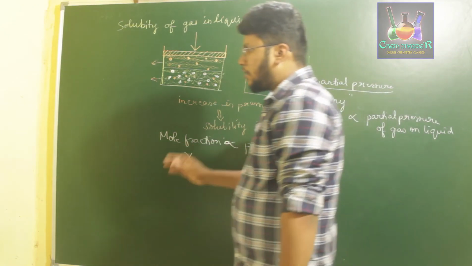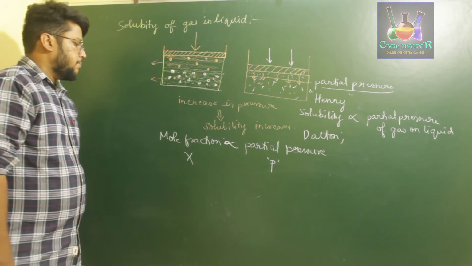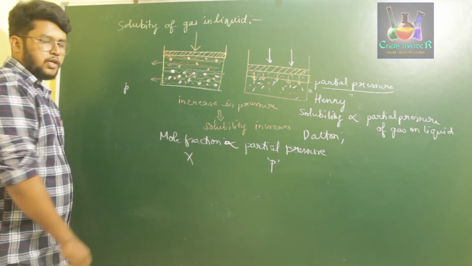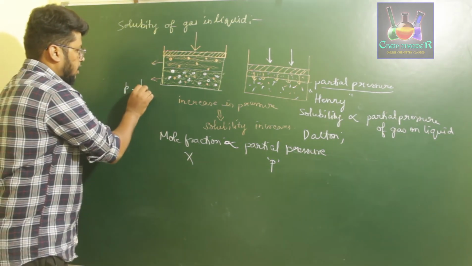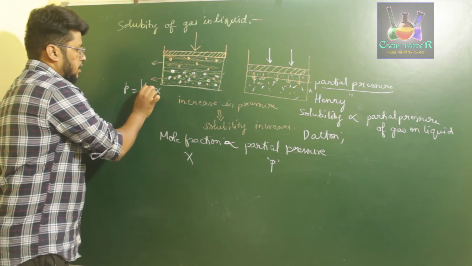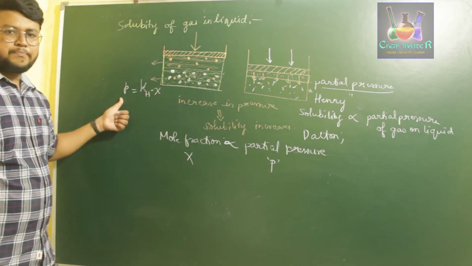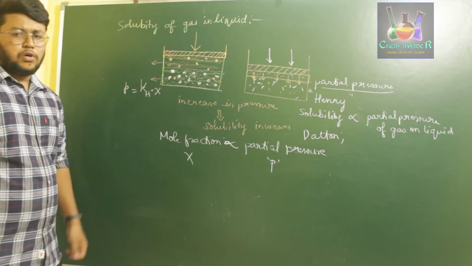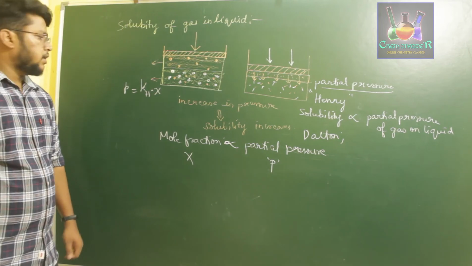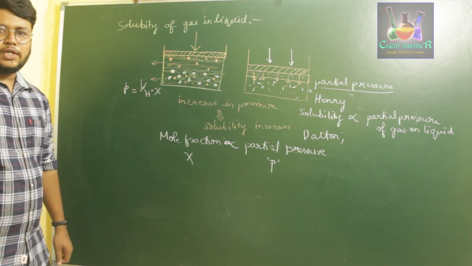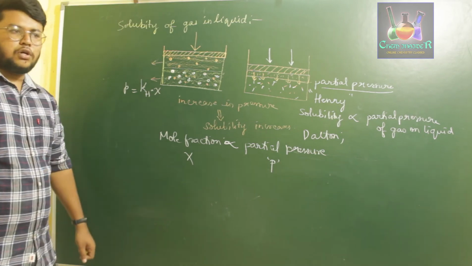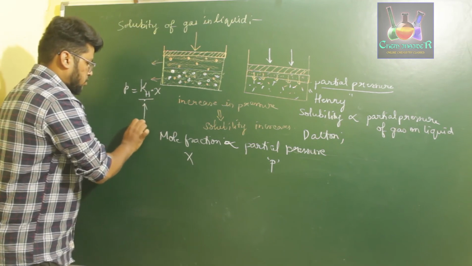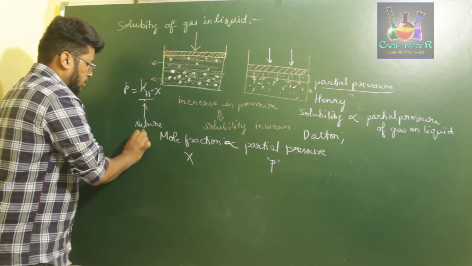So we combined those two for our favor and made it as partial pressure. P, the partial pressure of a gas on liquid, is equal to kH into X, where partial pressure is denoted by the symbol P, X is called the mole fraction of the component, and kH is called the constant of Henry's law. The value of kH clearly depends upon the nature of the solute.